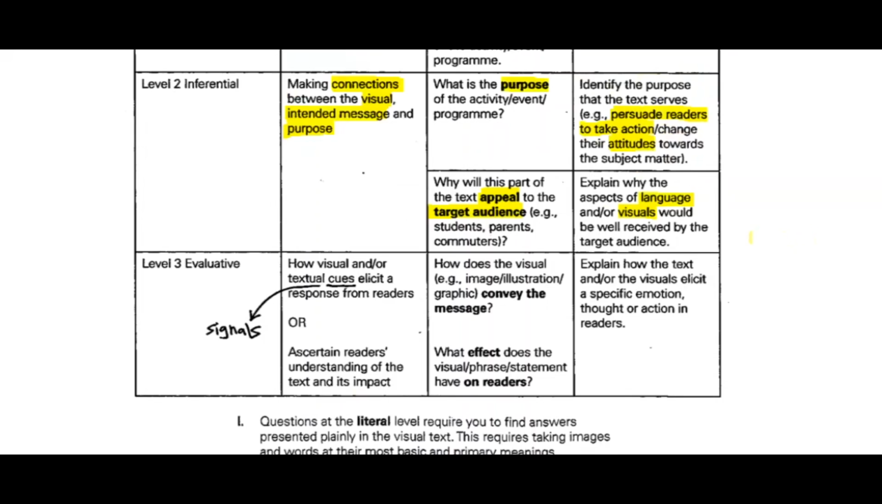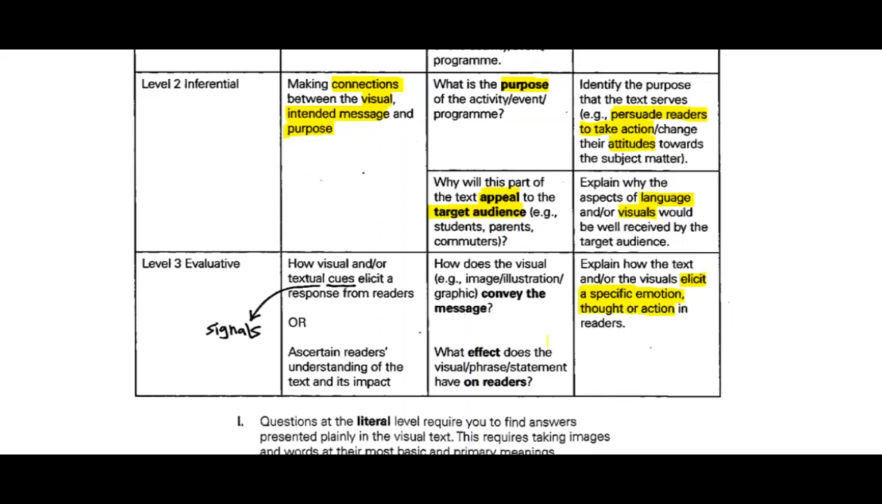Okay, level 3 will be evaluative. So for example, how visual and or textual cues, meaning signals or clues, elicit a response from readers. Such a question will take the form of, how does the visual convey the message. So what you have to do is explain how the text or the visuals work together to elicit a specific emotion, thought, or action in the readers.